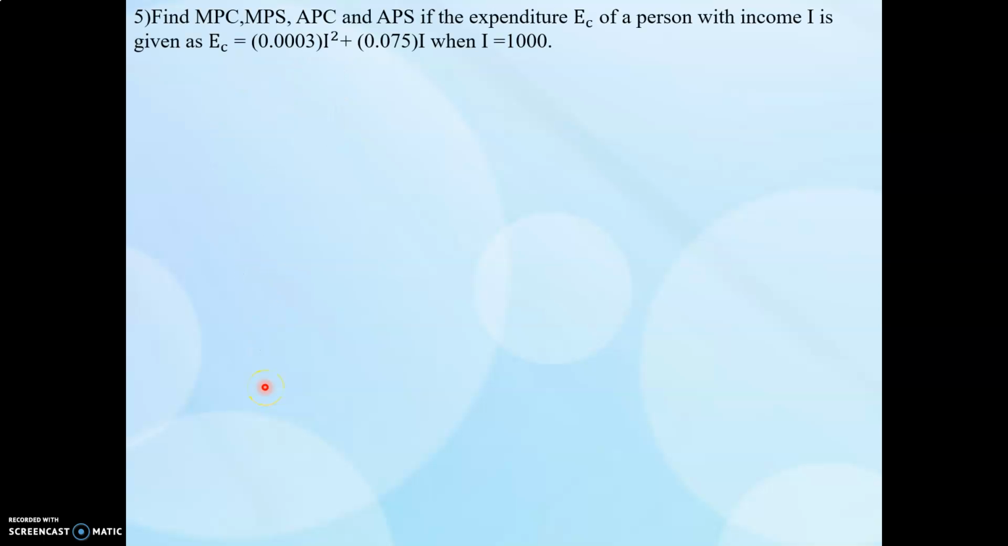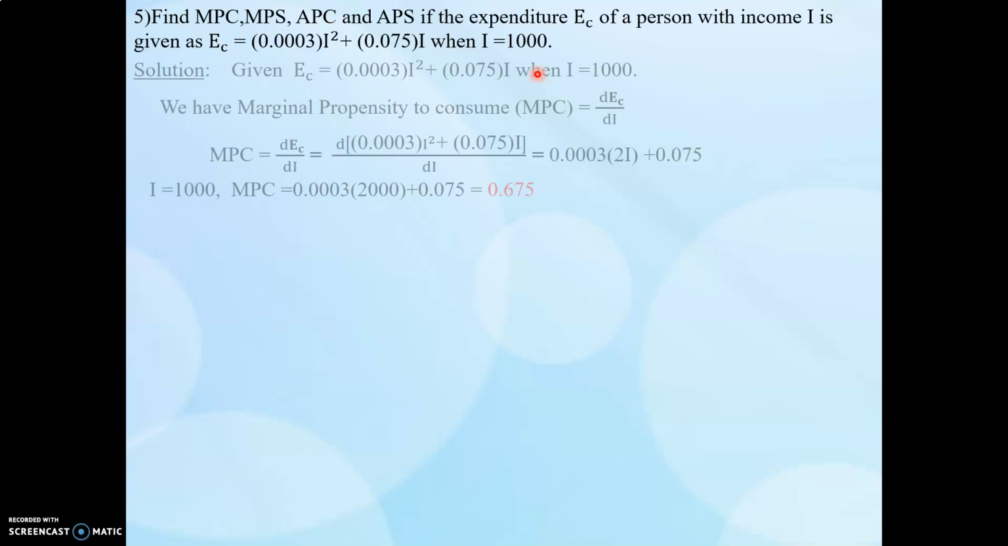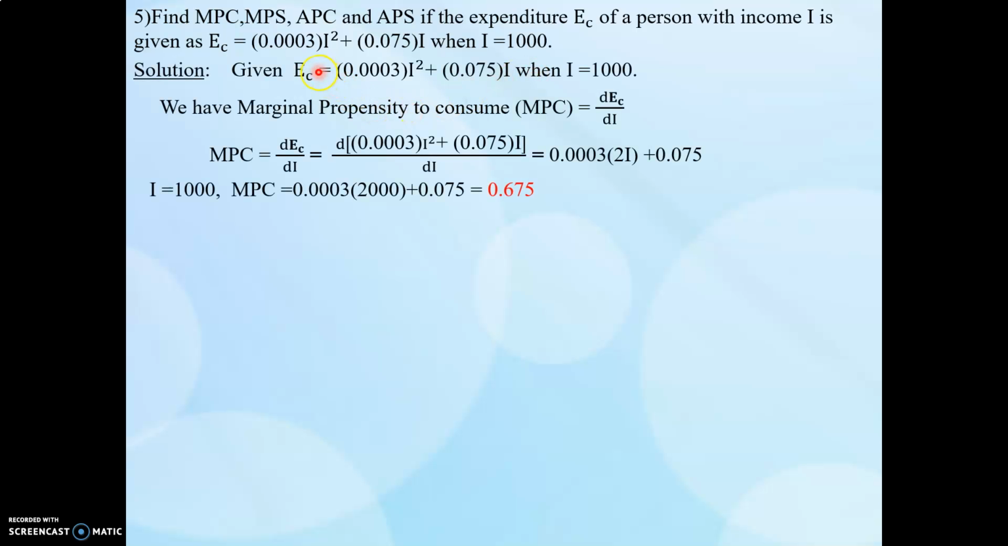So the next question is: find MPC, MPS, APC and APS if the expenditure EC of a person with income I is given as EC is equal to 0.0003 I square plus 0.075 I, when I is equal to 1000. So the given function is consumption expenditure, that is EC is equal to this function. And you have to find out marginal propensity to consume, marginal propensity to save, average propensity to consume and average propensity to save. These four terms you have to find out. This is a 4-mark question actually.